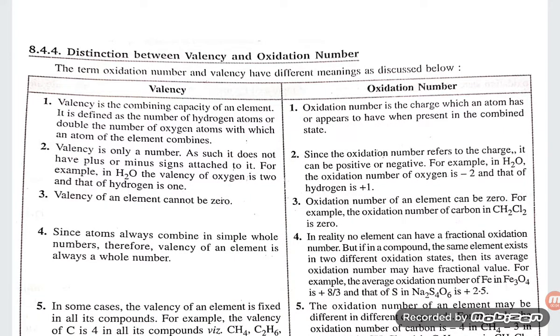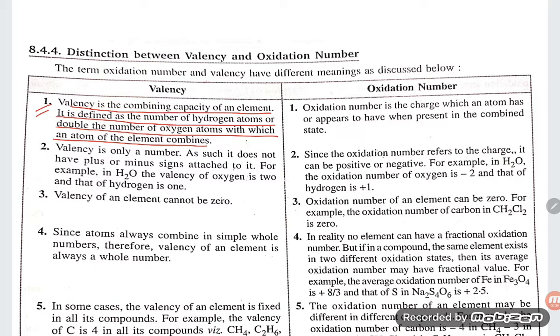Hello students, let us try to understand the difference between valency and oxidation number. Valency is the combining capacity, and oxidation number is the apparent charge. Have a look at the first point. Valency is the combining capacity of an element. It is defined as the number of hydrogen atoms, or double the number of oxygen atoms, with which an atom of the element combines.